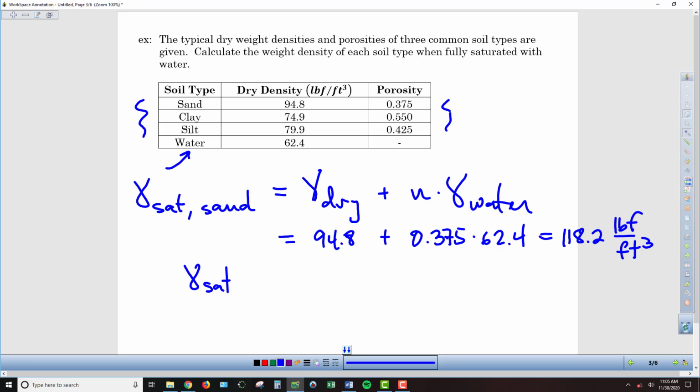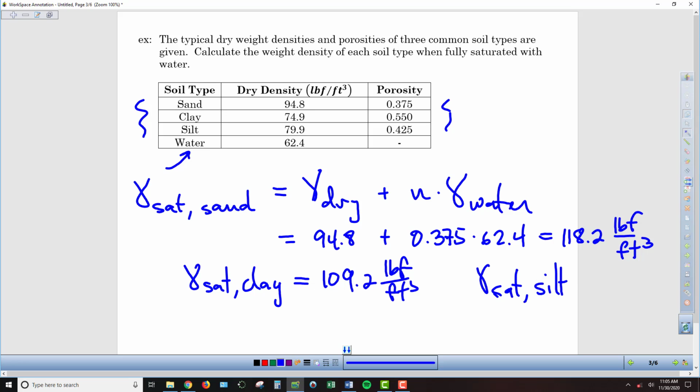So the saturated density for clay, if we take the same approach, is going to be that 74.9 plus the porosity 0.550 times the density of water 62.4. So we're going to end up with 109.2 pound force per cubic foot. And then in the case of the saturated density of silt, same process, dry density plus the porosity times the density of water, we'll get an answer of 106.4 pound force per cubic foot.